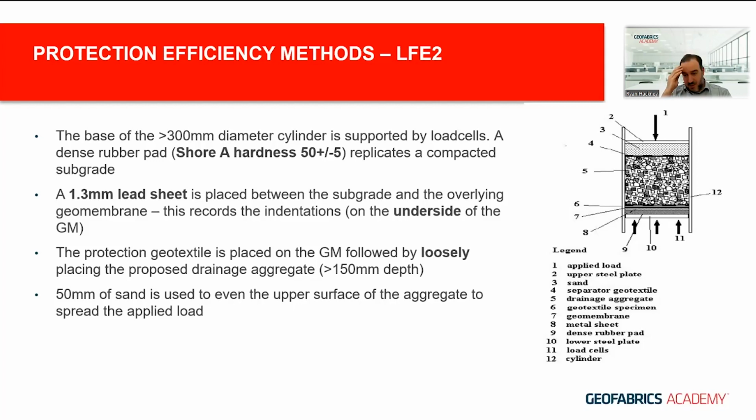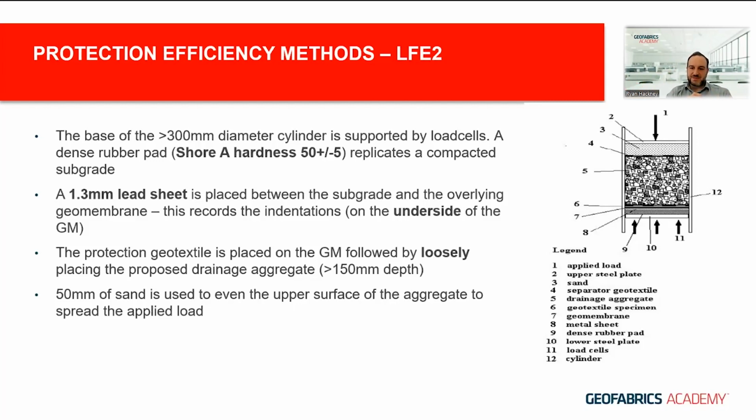And then on top of the load cells, we have a steel plate, and on top of that steel plate, we have a rubber pad. That rubber pad has a particular hardness. It has a shore hardness of 50 plus or minus 5, so a range between 45 and 55 Shore A hardness, and that's to replicate a subgrade.